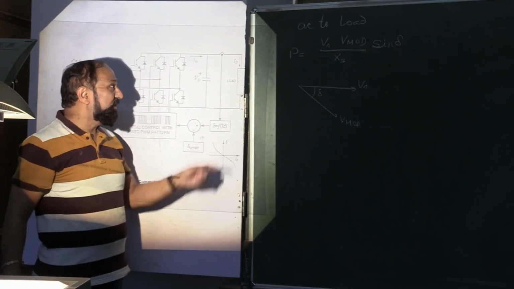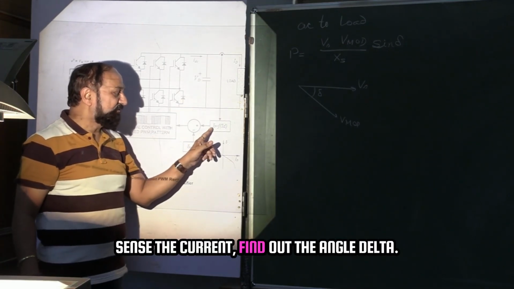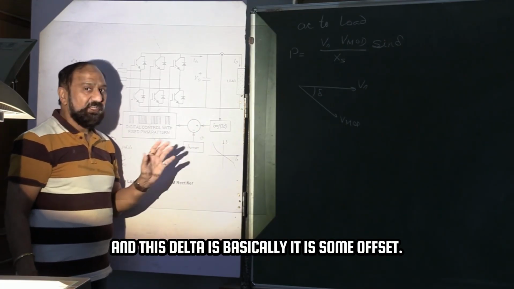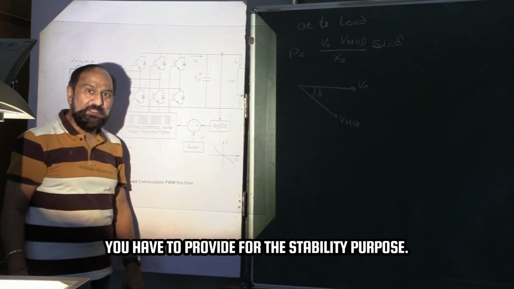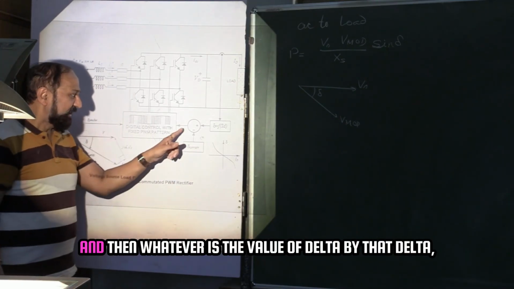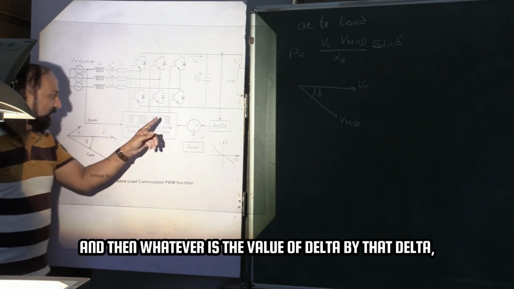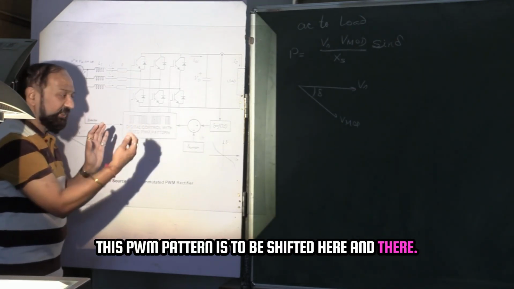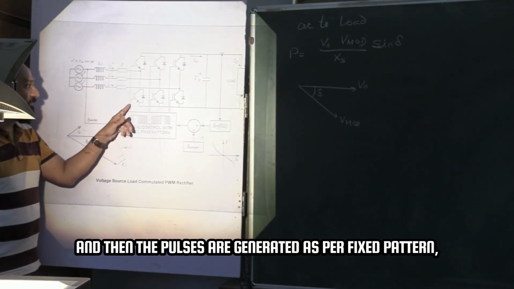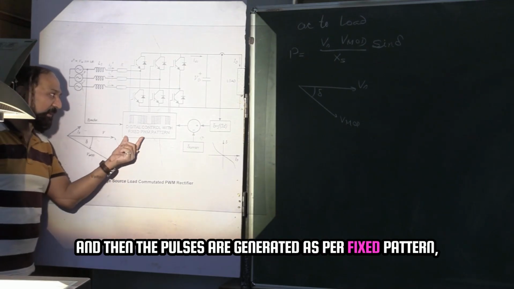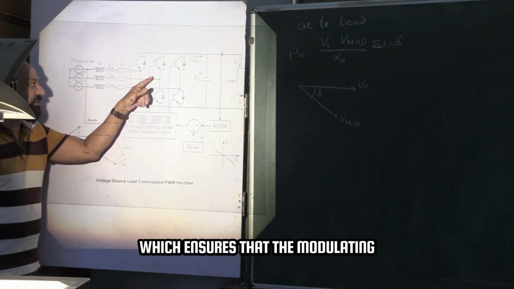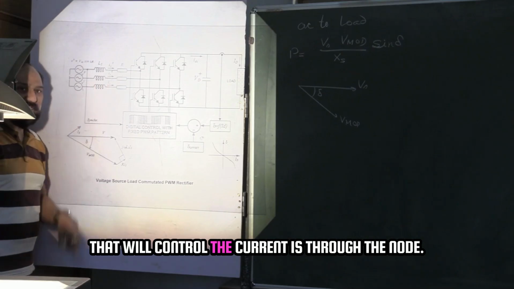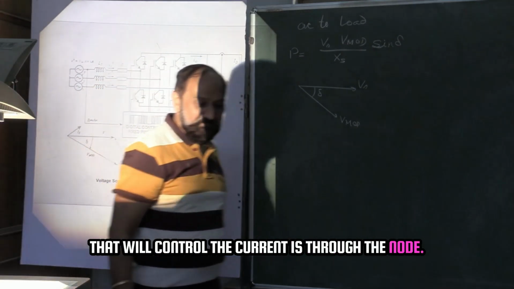And what will be the control? Sense the current, find out the angle delta, and this delta is basically some offset you have to provide for stability purposes. Then whatever is the value of delta, by that delta this PWM pattern is to be shifted here and there, and then the pulses are generated as per a fixed pattern, which ensures that the modulating signal will be as per the diagram and that will control the current IS through the node.